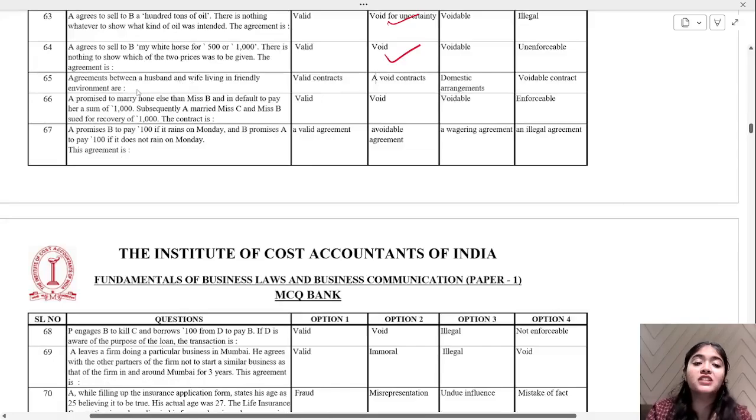Now, agreements between a husband and wife living in friendly environment are valid contracts, void contracts, domestic agreements, or voidable contracts. So that is domestic agreements, social or domestic agreements.